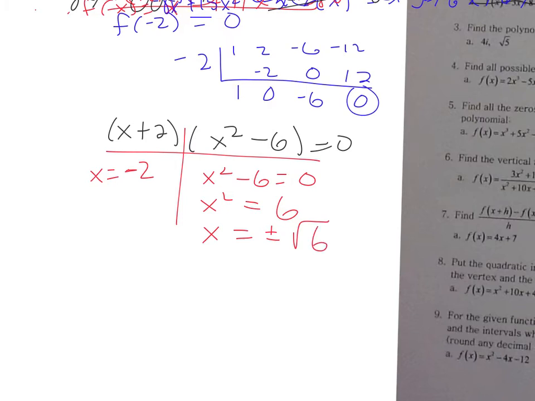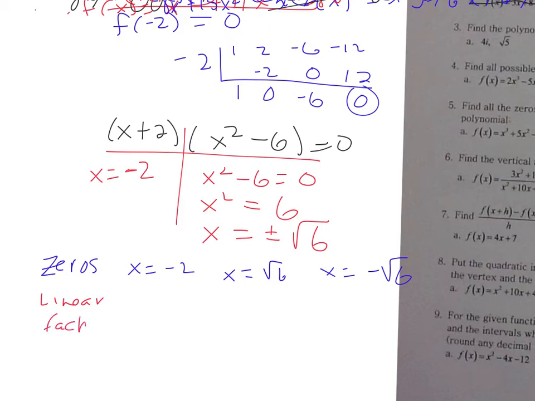So my zeros are x equals negative 2, x is equal to the square root of 6, and x is equal to negative the square root of 6. My linear factors are x plus 2, x minus the square root of 6, and x plus the square root of 6.